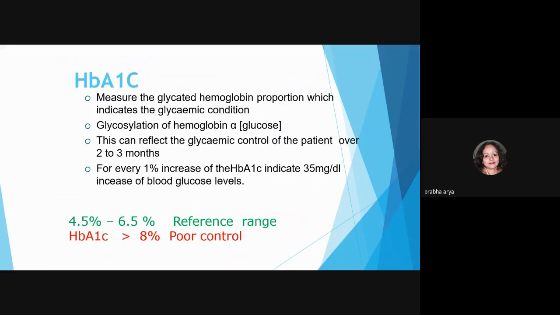The next test is glycosylated hemoglobin, which measures the glycated hemoglobin proportion, which indicates the glycemic condition. So in this case, what happens?